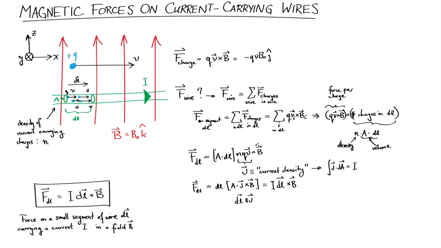And you might have wondered, where did the velocity go? The velocity got embedded inside the current density, which then got embedded inside the current I. So the magnitude of the vector v is absorbed in I, and the direction is absorbed in dl.